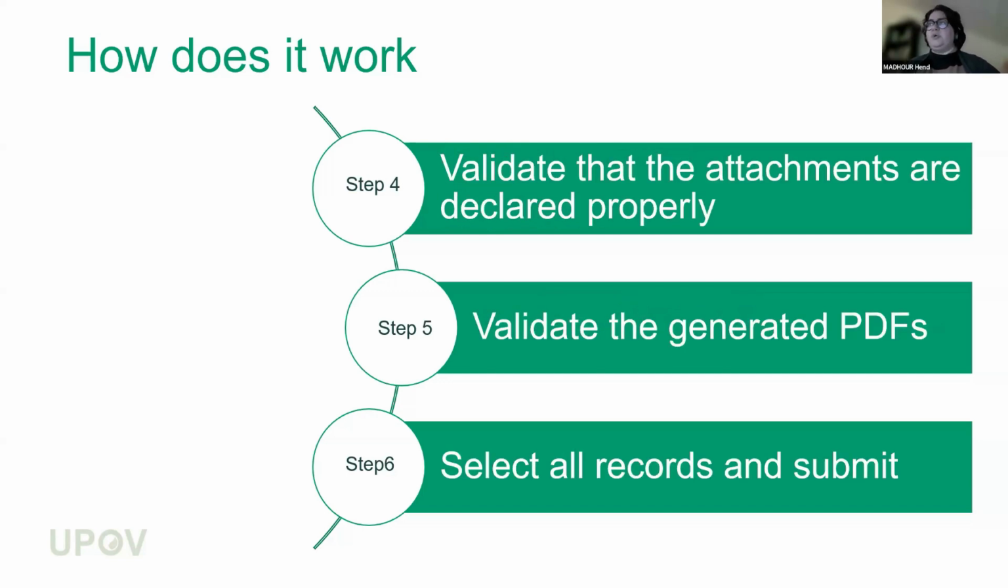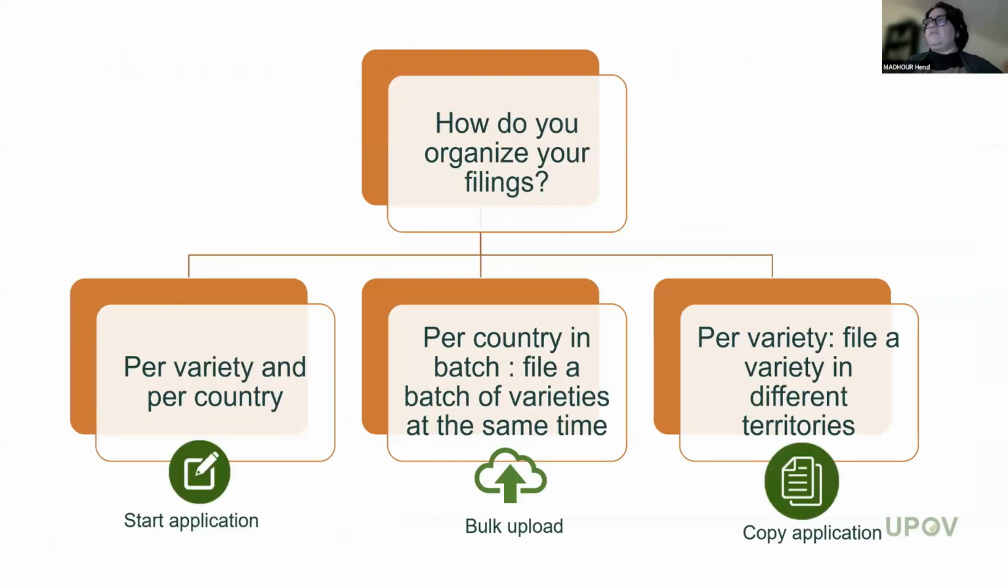Once it's there, you will be able to have all the sets automatically completed. Assuming that you go for 5 applications, you will have to complete 5 columns in the Excel, and then after that you will have 5 completed application data. You validate them, you see if the generated PDFs are fine, and then you can select all the records and submit at once. So this is one of the advantages of the functionality that we do offer also in UPOV PRISMA.